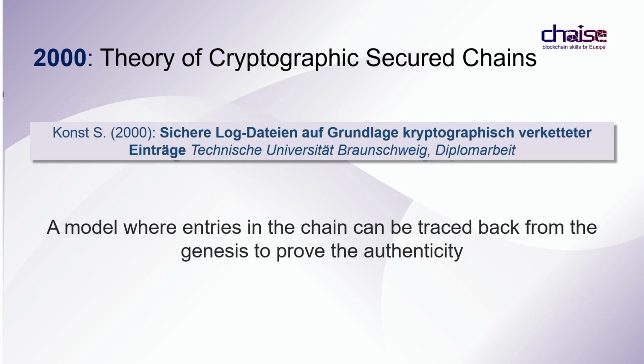In 2000, Stefan Konst proposed the idea of cryptographically secured chains in a research paper titled Secure Log Files Based on Cryptographically Concatenated Entries. He presented a model where entries in the chain can be traced back from the genesis to prove their authenticity. This is the same model as we see now in Bitcoin and other cryptocurrencies today.